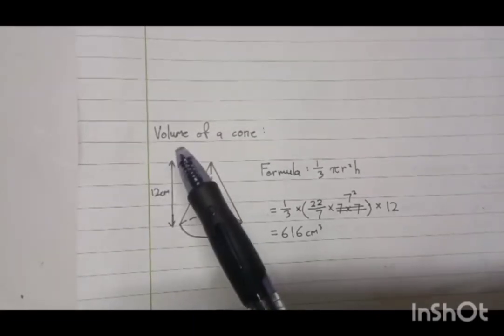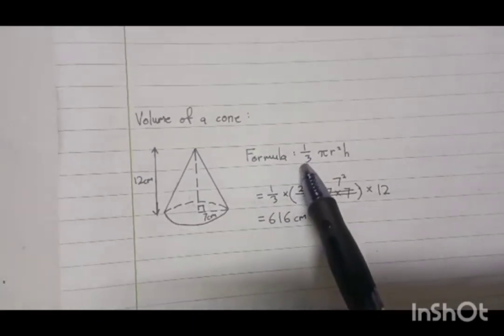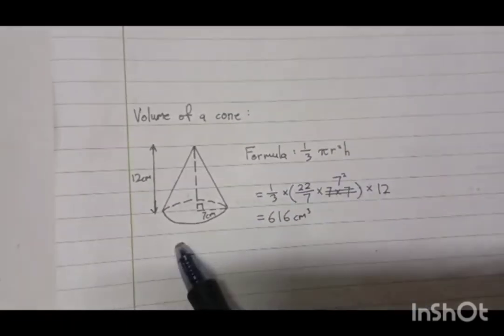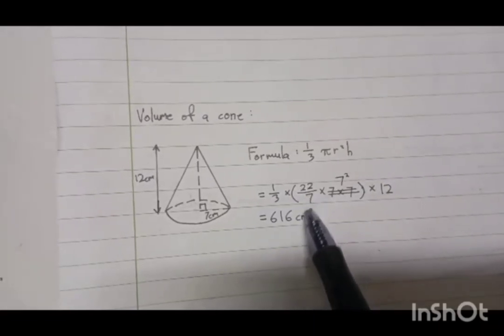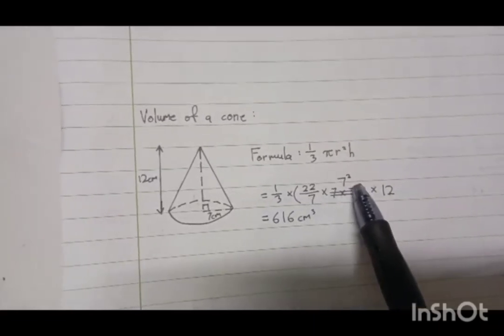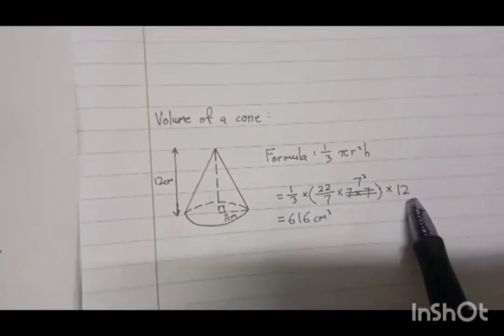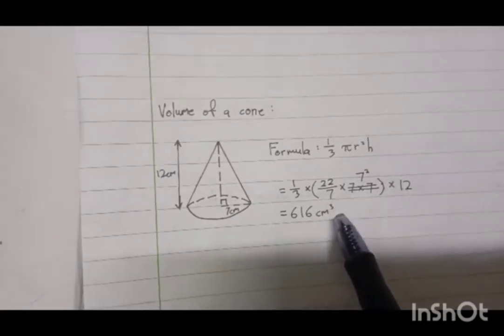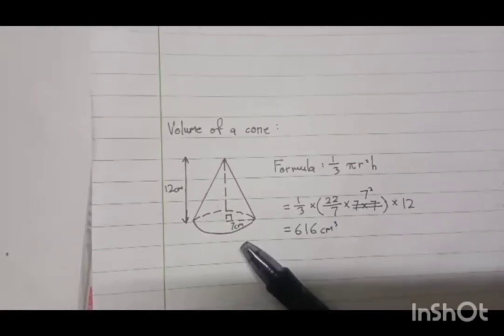To find the volume of a cone, first, the formula is 1 over 3 pi r square h. So 1 over 3 times 22 over 7 times 7 square, put it in a bracket, and then times 12. So we're going to get 616.616 cm cube. That's all from me. Thank you.